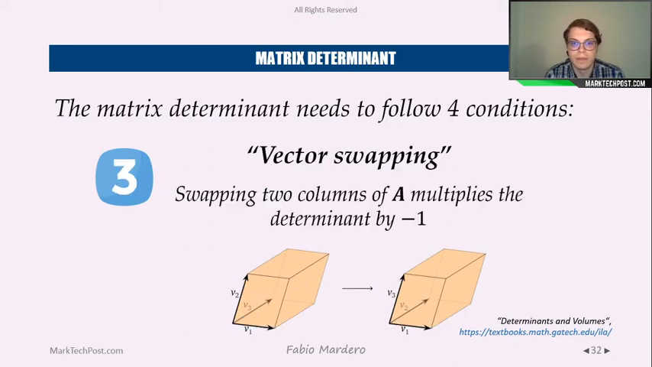The third condition that should hold for the determinant function is the vector swapping condition. If we swap 2 columns of A, the determinant is multiplied by -1.